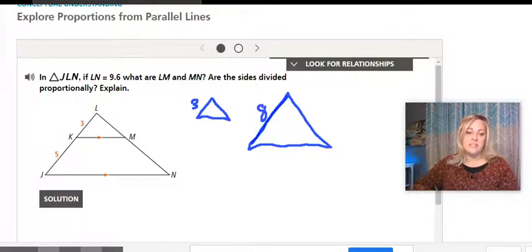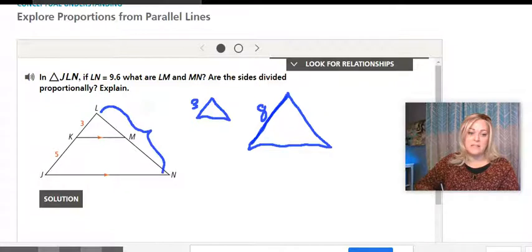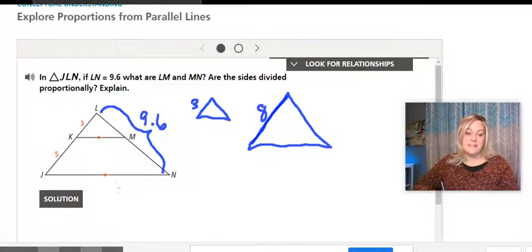So it says, are the sides divided proportionally? So if I have proportions 3 to 8, would that be proportional? So LN, this whole thing is 9.6. Okay, so take a second about that. We need to find LM, and we need to find MN.